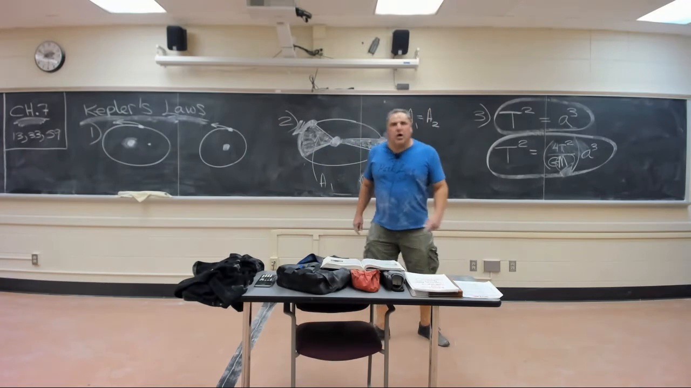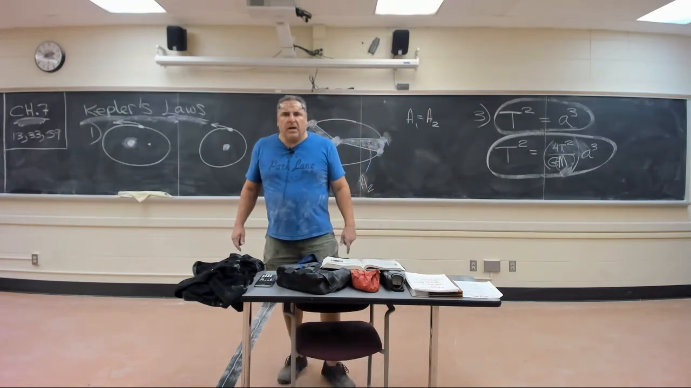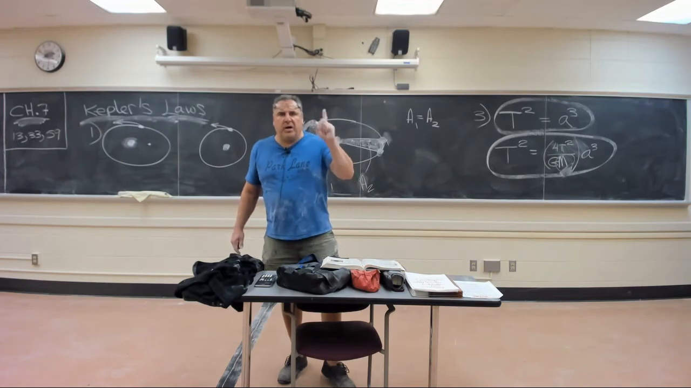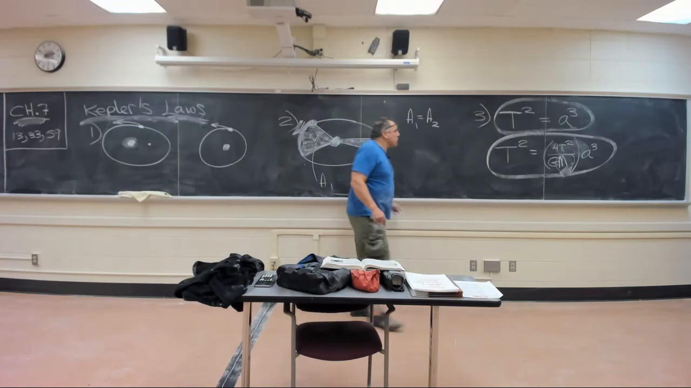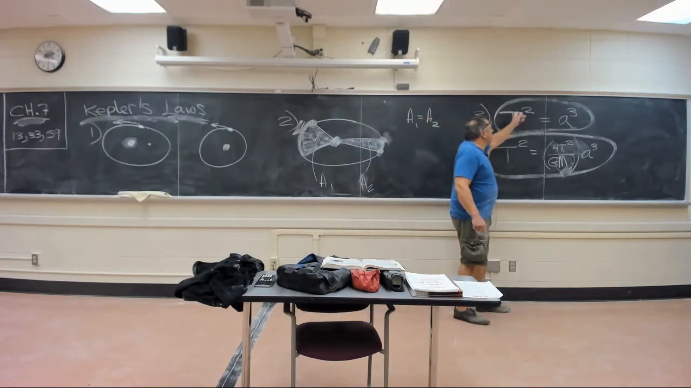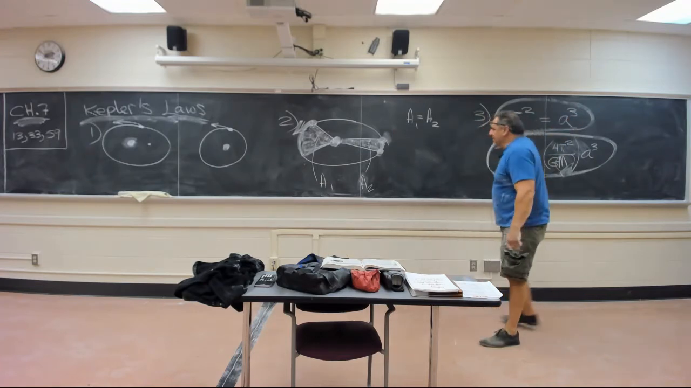This thing called Earth goes around the sun one time in one unit of time measure. That unit of time measure is called a year. So this is the time in years squared equals the number of astronomical units away something is cubed. What does that mean? Well, it means a lot.